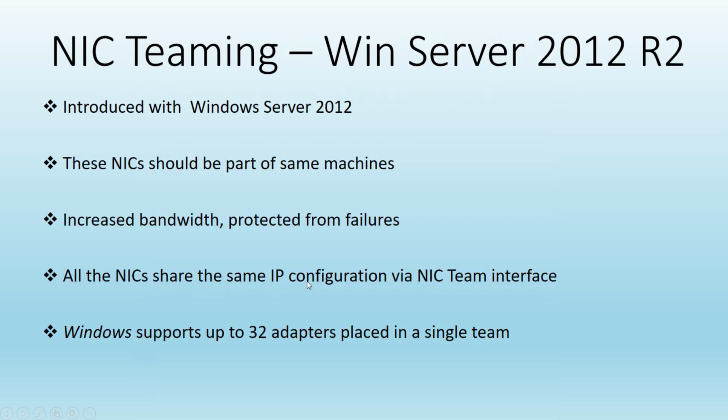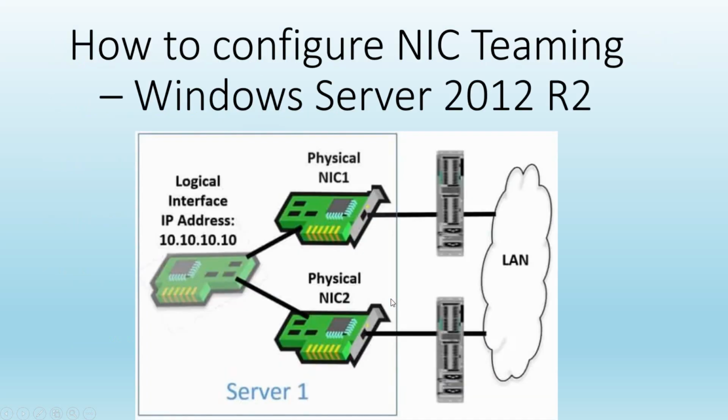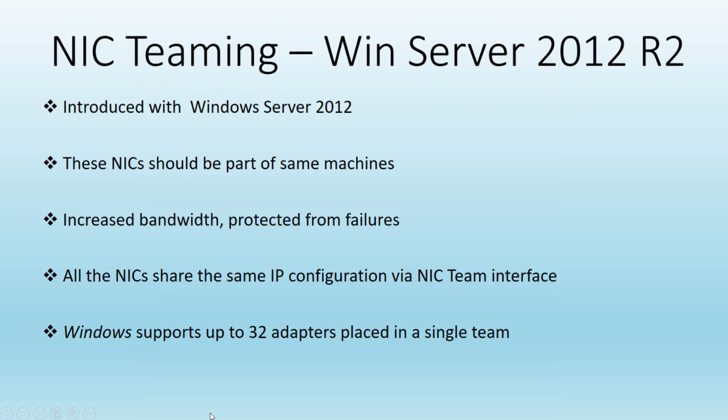All the NICs share the same IP configuration. Say you combine all these NICs and then make a logical interface, you are configuring the IP into the logical interface, not configuring IPs individually in these physical interfaces. You can combine up to 32 NICs and place them in a single NIC team in a Windows environment.